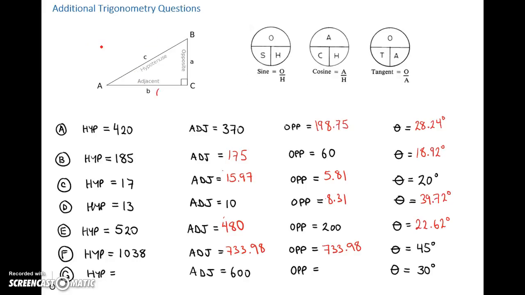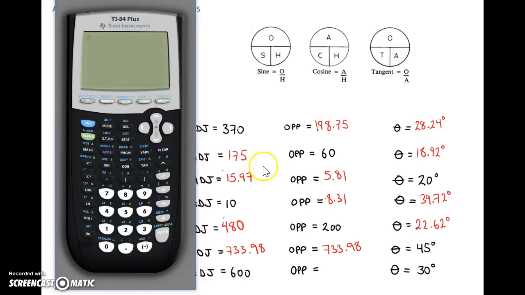Okay, so we've got an adjacent of 600. We have an angle of 30 degrees. We know that with 30 degrees, this compared to the hypotenuse is going to be twice what the opposite is. So let's see. What are we going to do first? Let's do the opposite first, and let's use tan. Okay, so using tan, the opposite is going to be tan of the angle times the adjacent. So tan of 30, close bracket, times 600. That gives us 346.41.